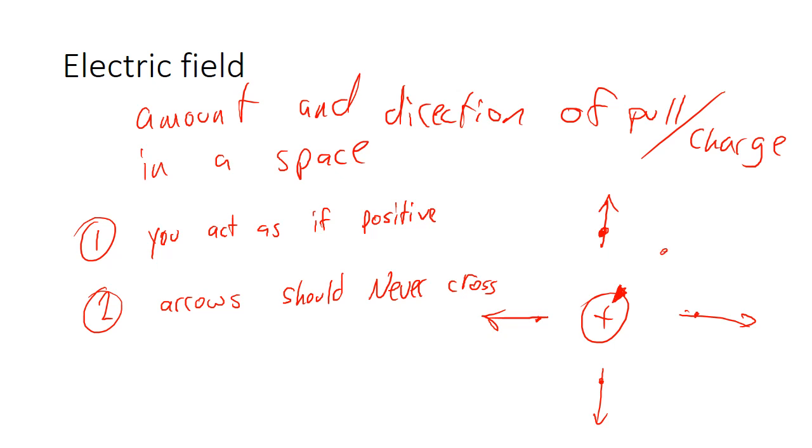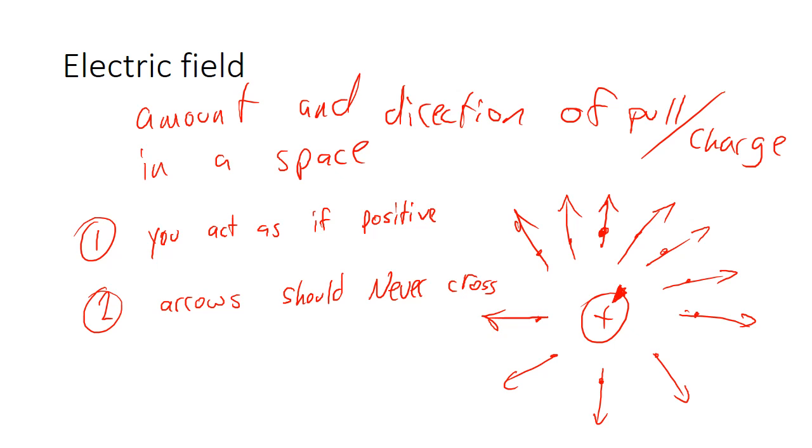Now, you can do it diagonal as well. These arrows will never, ever cross. The reason why they're never going to cross is because that would mean you'd be pushed 2 different directions in the same spot, and that does not make sense at all, physically speaking. So it's going to look like a sun, right? It's radiating outwards. Okay?